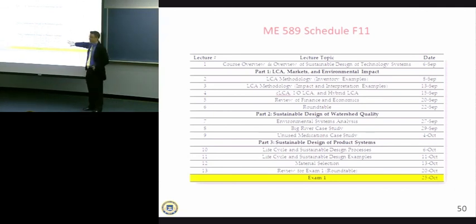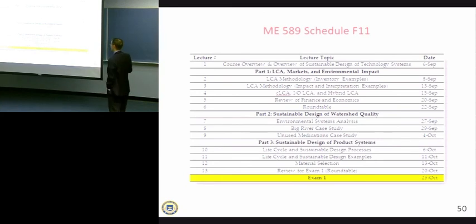Then we're going to talk about products. We'll talk about sustainable design processes. We'll talk about sustainable design examples. How many people have used SimaPro before? Okay, nice. About a third, or a little less than a third. All right, so we'll introduce you to SimaPro. We'll go through an example. You have a homework assignment that is going to ask you to use SimaPro.